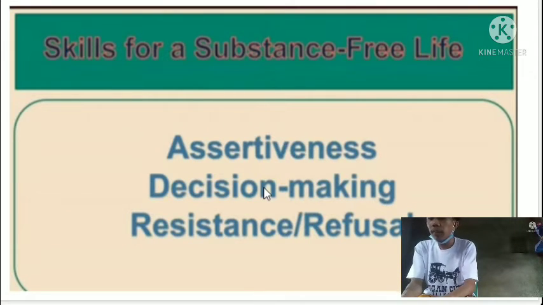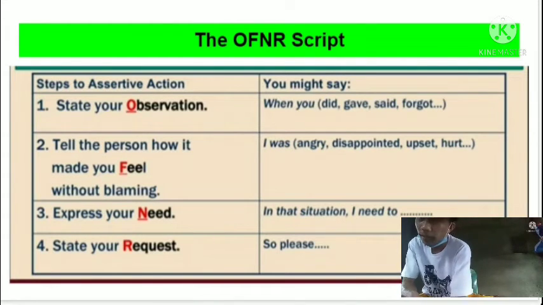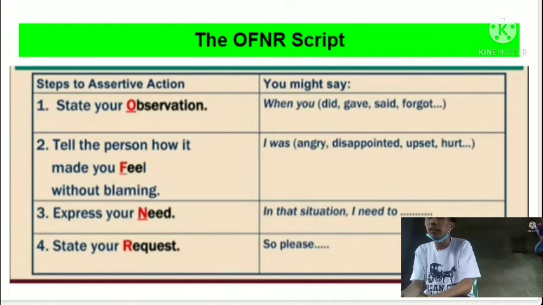First, let's start with assertiveness. So we have the OFNR script. The acronym means observation, feel, need, request. Steps to assertive action: state your observation. Tell the person how it made you feel without blaming. Express your need. State your request.